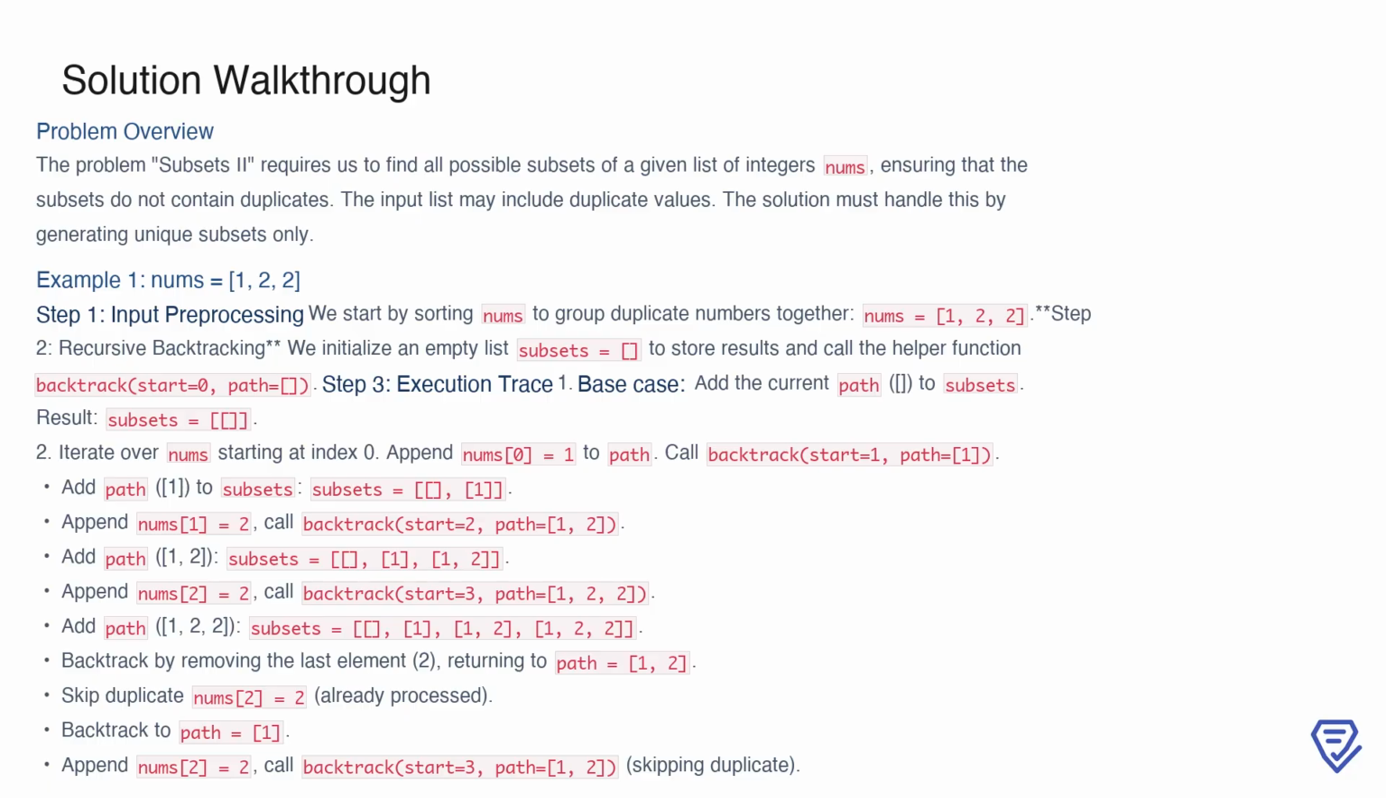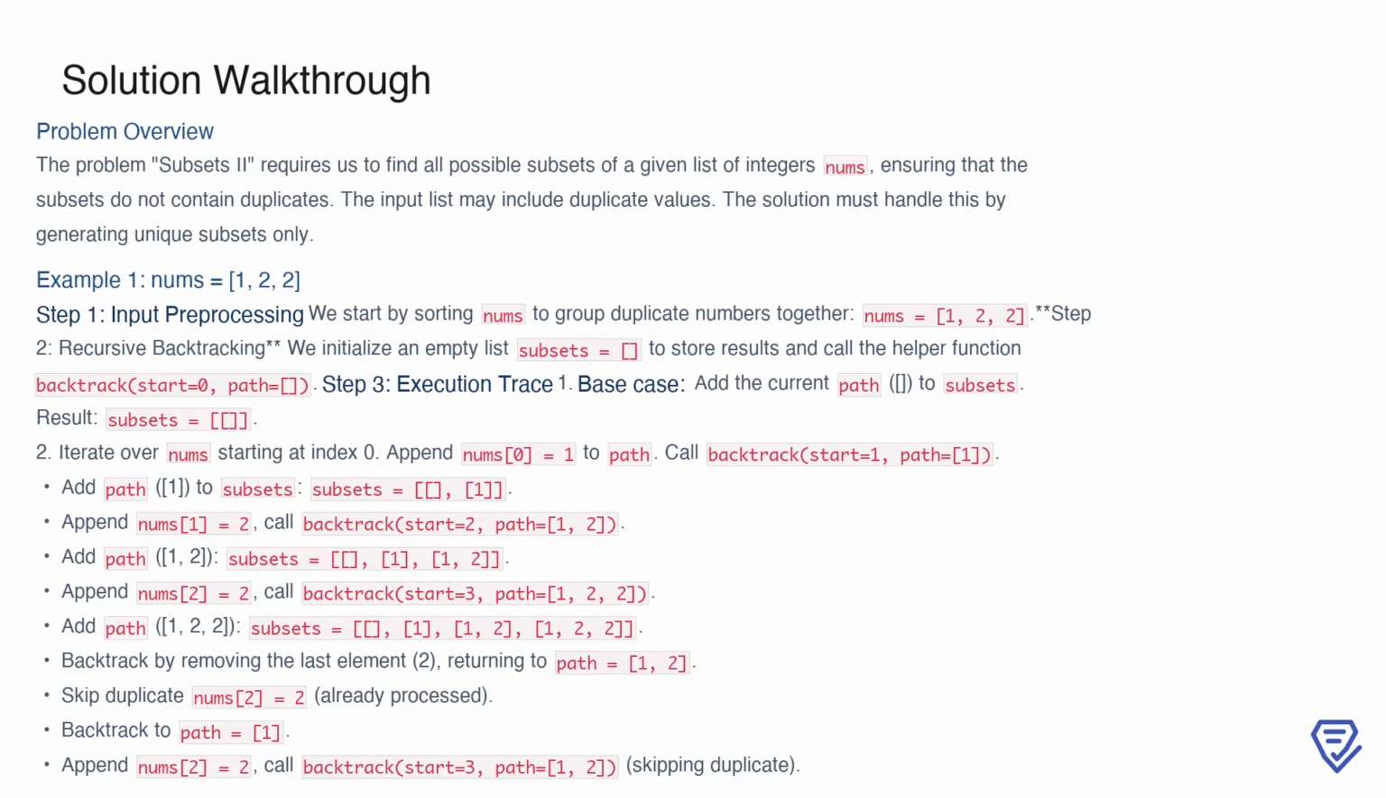Then, we iterate over the array, appending one element at a time to the current path. For example, when we append nums[0] equals 1, the path becomes [1], and we add it to subsets, giving us subsets equals [[], [1]]. Continuing, we append nums[1] equals 2 to the path, resulting in [1, 2], and add it to subsets, making it subsets equals [[], [1], [1, 2]]. Next, we append nums[2] equals 2 to the path, resulting in [1, 2, 2], and add it to subsets, giving us subsets equals [[], [1], [1, 2], [1, 2, 2]].